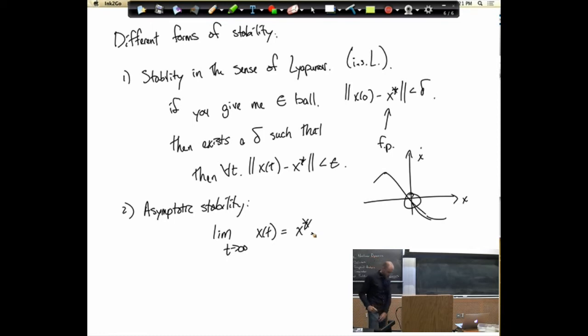Is that weaker or stronger than stability in the sense of Lyapunov? That's a stronger condition, right? The Lyapunov stability doesn't ever actually have to get there. It just has to not go away, right?